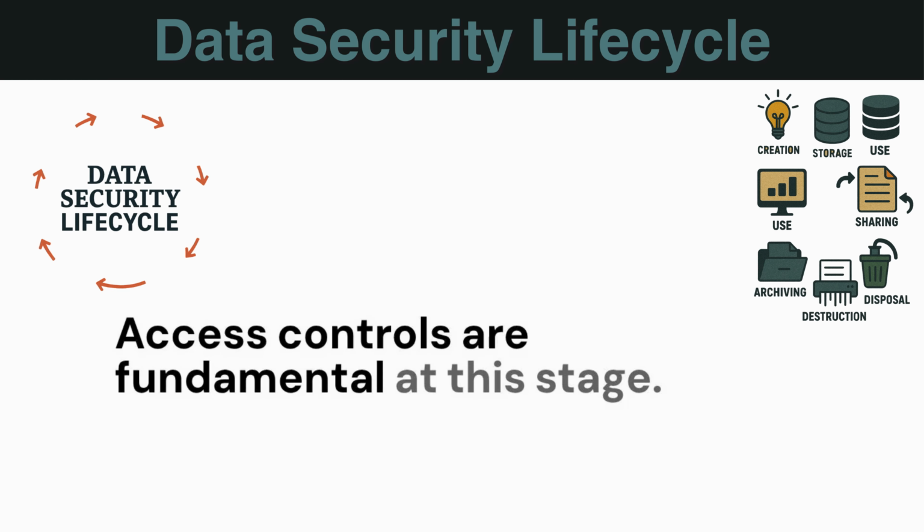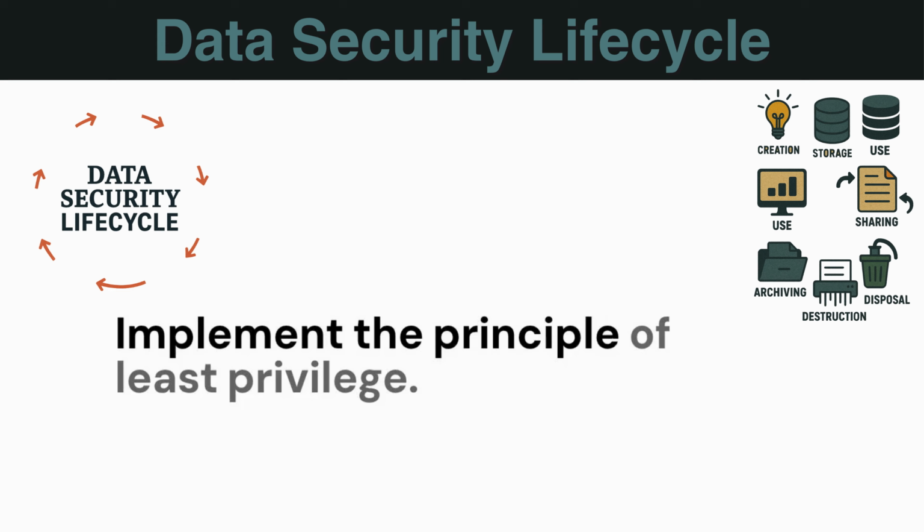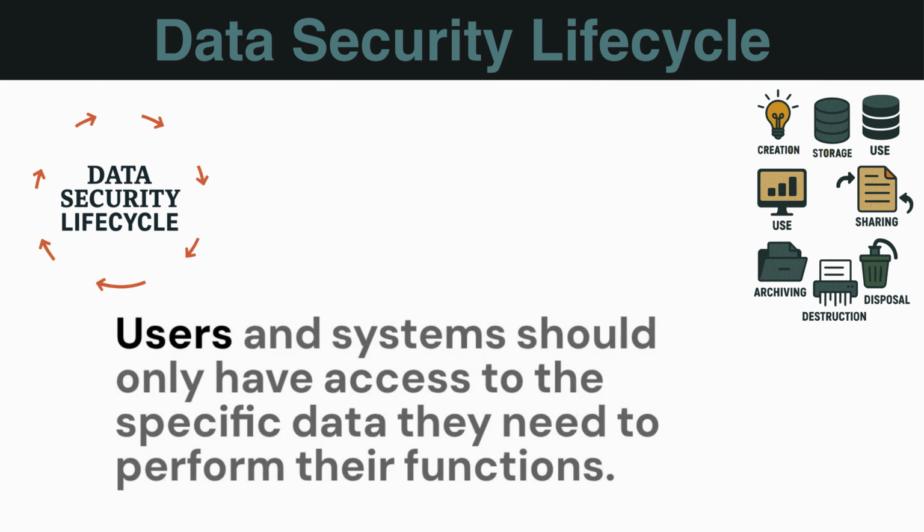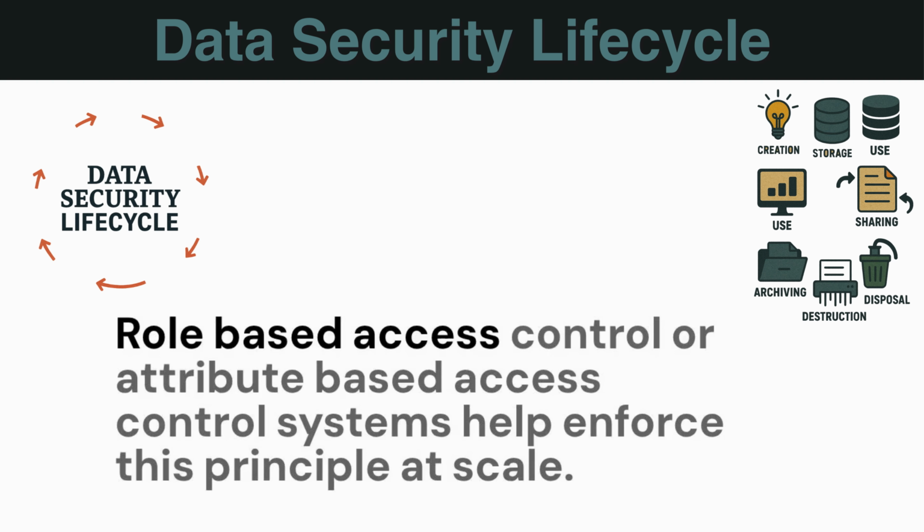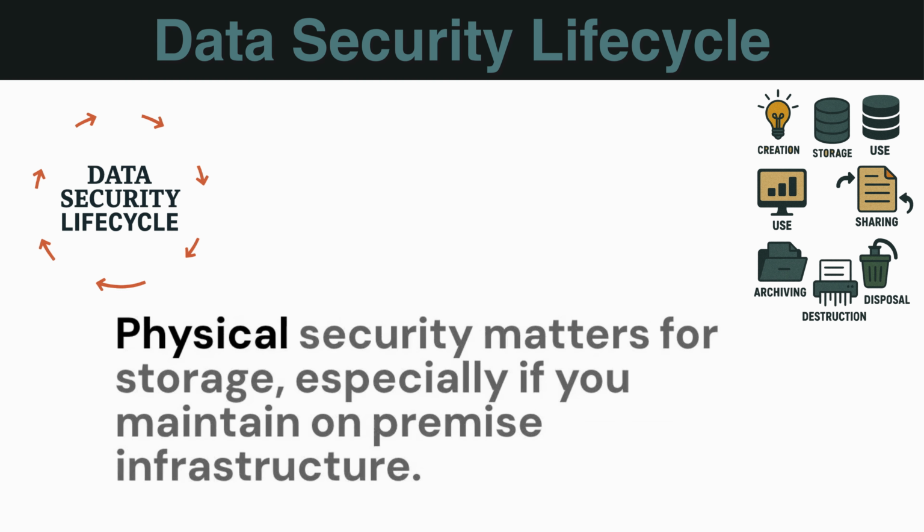Access controls are fundamental at this stage. Implement the principle of least privilege. Users and systems should only have access to the specific data they need to perform their functions. Role-based access control or attribute-based access control systems help enforce this principle at scale. Physical security matters for storage, especially if you maintain on-premise infrastructure.